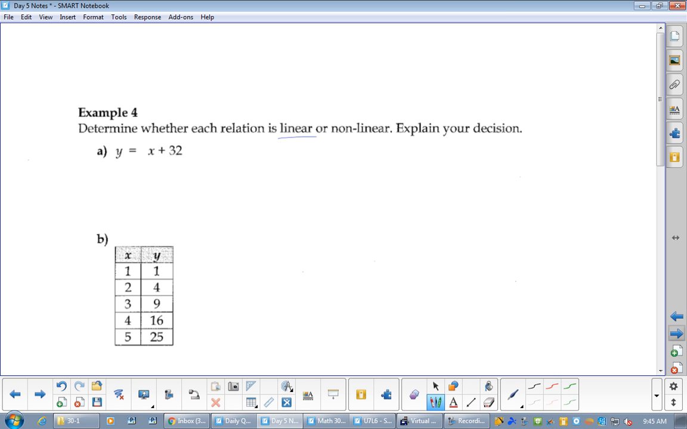So what would this one be? Linear or nonlinear? Why? One simple answer for this one. There's no power. So what degree is this? It's called degree 1. So A is degree 1, so it will be linear at degree 1, and it's in the form y equals mx plus b.